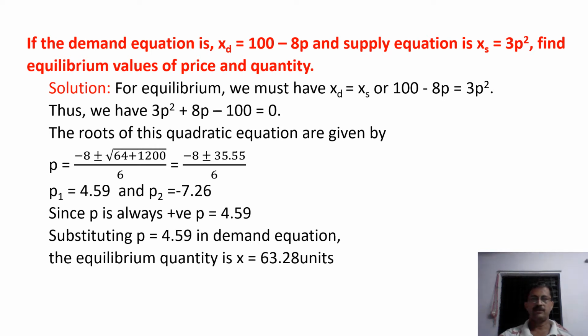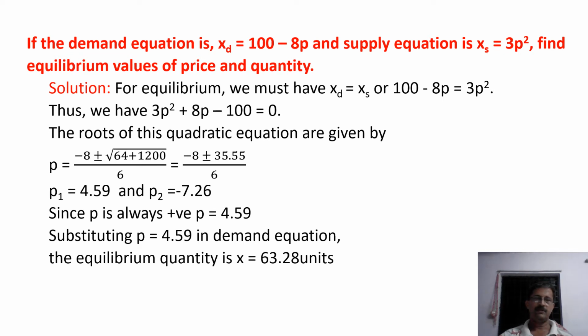Roots of a quadratic equation can be obtained by using the formula, which is minus b plus or minus square root of b square minus 4ac divided by 2a. Here b is 8, a is 3, c is minus 100. Substituting, we get two values of p: p1 is 4.59, p2 is minus 7.26. Negative value is not allowed, p is always positive.